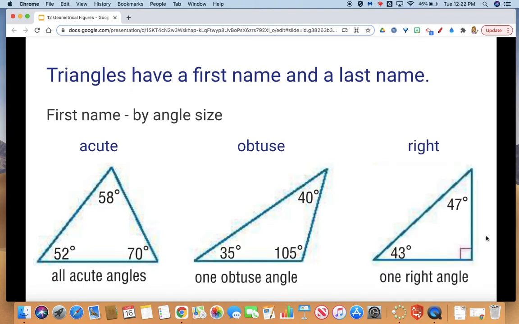Our last classification is a right triangle. This is where we have one right angle, one 90-degree angle. And we usually see this perfect box that indicates we have a 90-degree angle. Pause if you need more time writing down the angle size classifications.